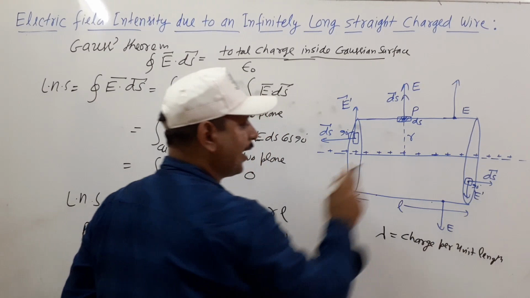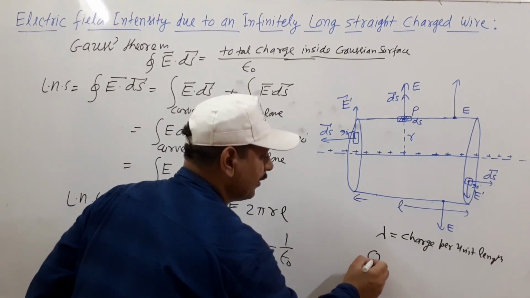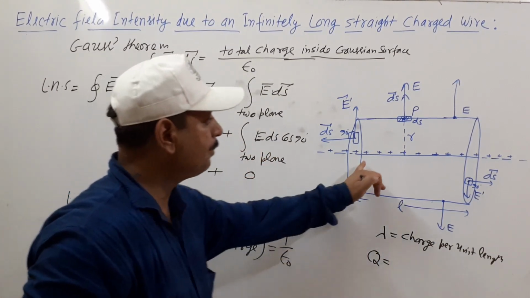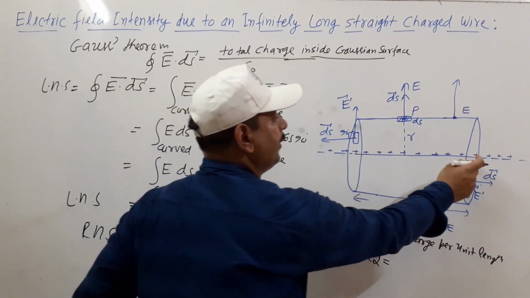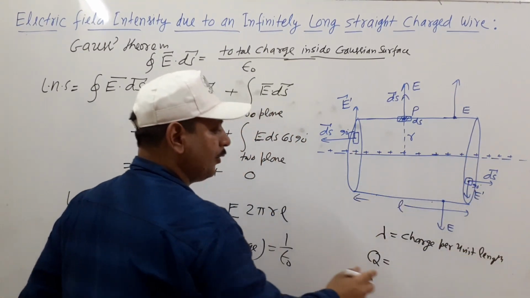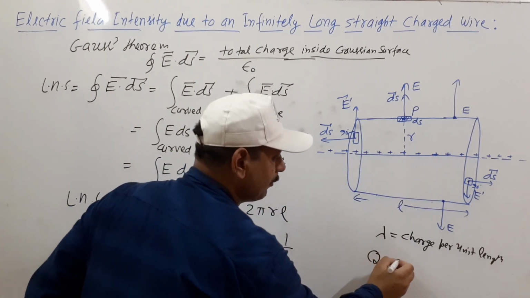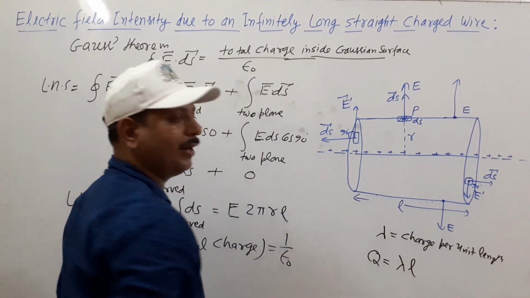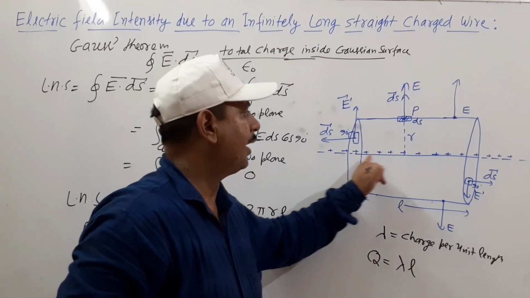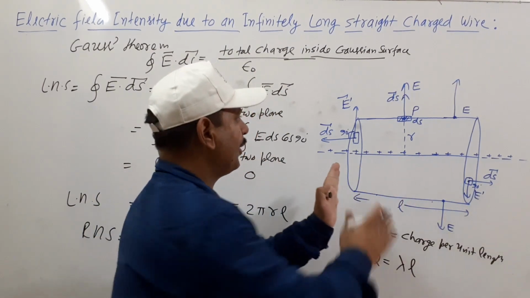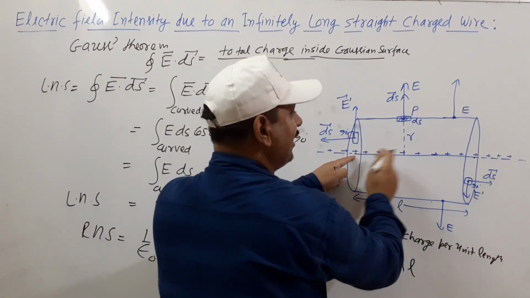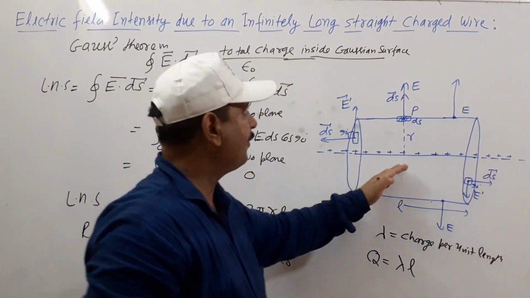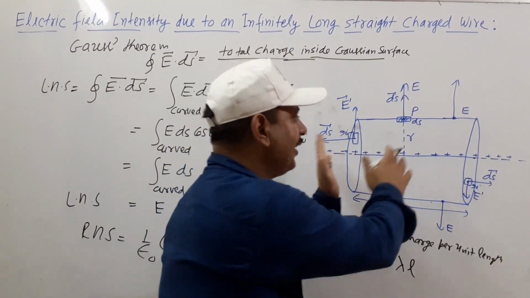And length is here L. So what will be the total charge? Charge per unit length is lambda, and the length from here to here inside the Gaussian surface, if you will see, that is L. So what will be the total charge? Lambda into L. ध्यान देना बेटा, यहाँ lambda linear charge density है, and in this Gaussian surface this length L of the charge wire lies inside the Gaussian surface.